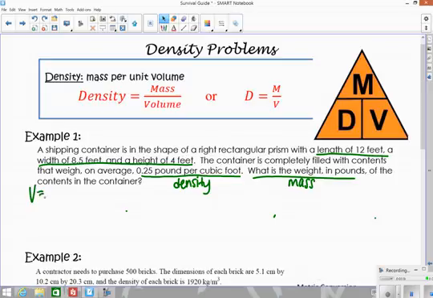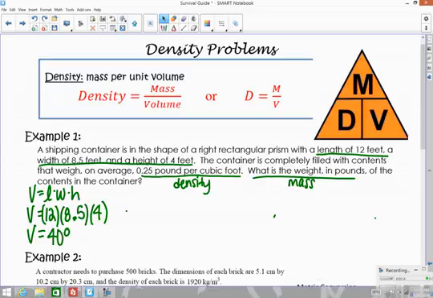So volume of a rectangular prism will be length times width times height. So the volume will be 12 feet times 8.5 feet times 4 feet. So that'll give us 408 cubic feet, so feet cubed. And then, so there's our first step. The second step is going to be to find the weight, or the mass.